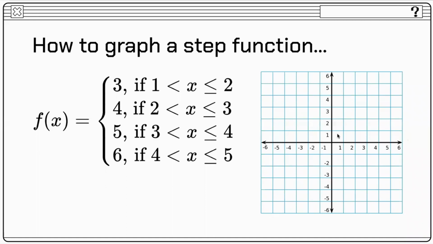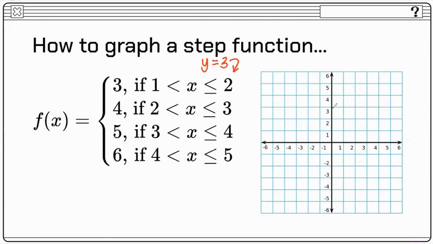Now we're going to transition into how to graph a step function. Looking at our example, we have f of x equals this curly bracket that's called a brace, and inside the brace we see that we have all our linear equations. In the case of step functions, we're graphing all horizontal lines in a specified domain. So I'll go ahead and get started by first graphing f of x equals 3 if 1 is less than x is less than or equal to 2. So remember that f of x is just a fancy way of writing y. So we're trying to graph the horizontal line y equals 3 in this domain.